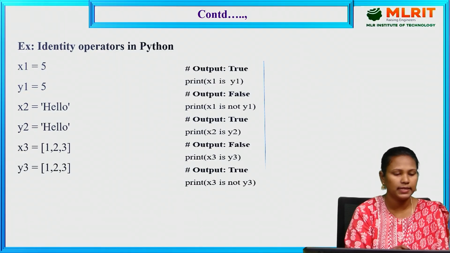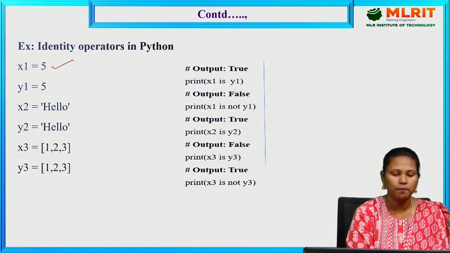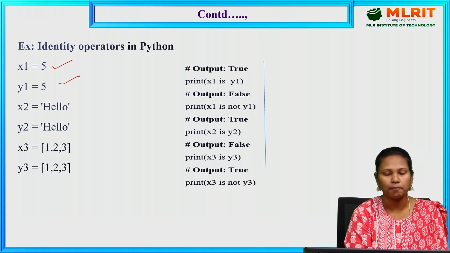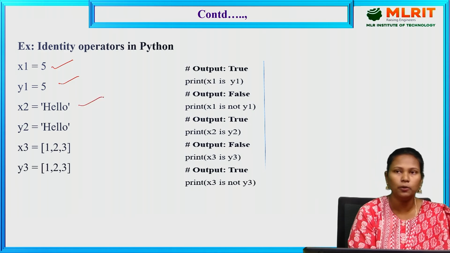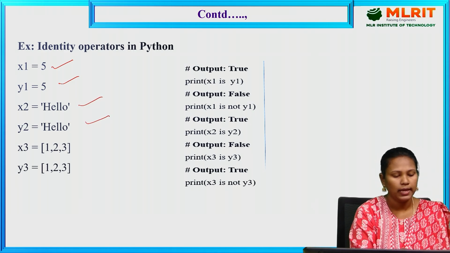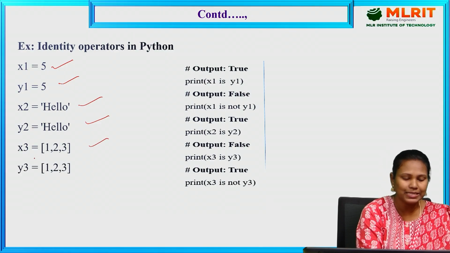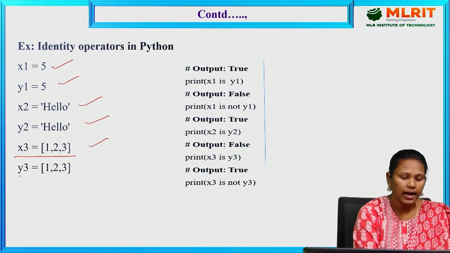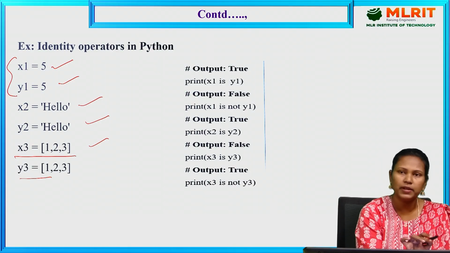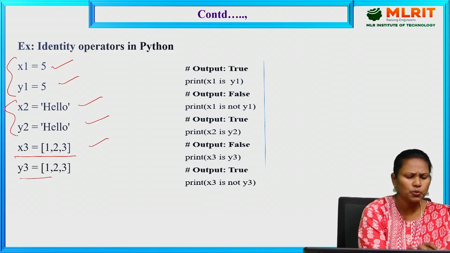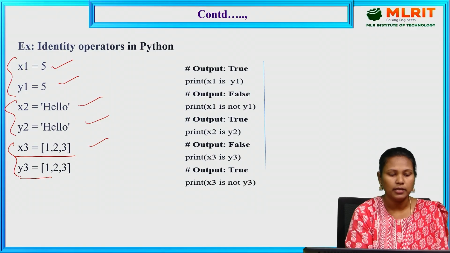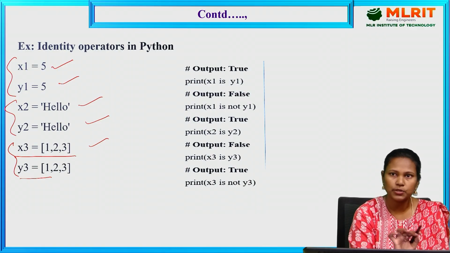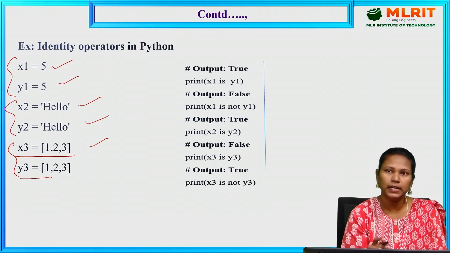Here is one example: x1 equal to 5 and y1 equal to 5. Again, x2 equal to hello, y2 equal to hello. x3 equal to a list representation. The list contains three elements, 1, 2, 3, and y3 the same. So x1, y1 have the same values, x2, y2 have the same values, and x3, y3 have the same values. We need to check whether they are stored in the same location or not. If it is the same location, it will be true.